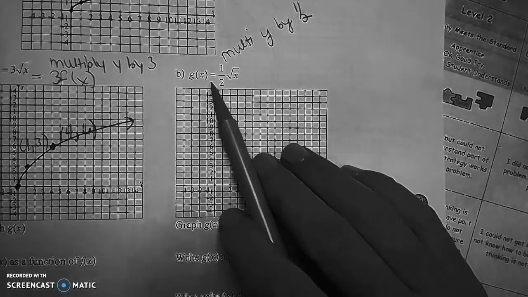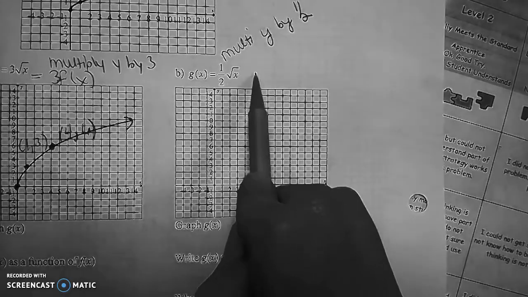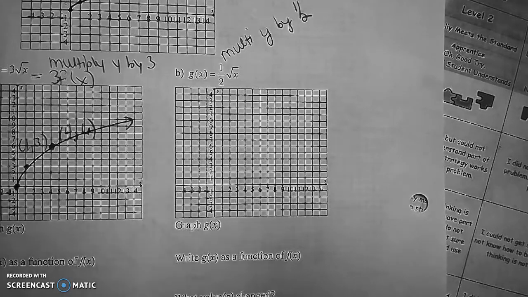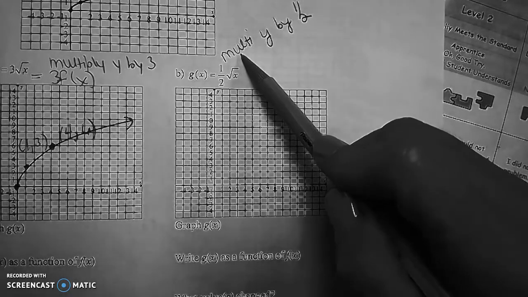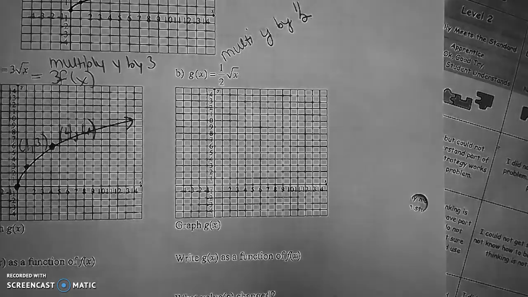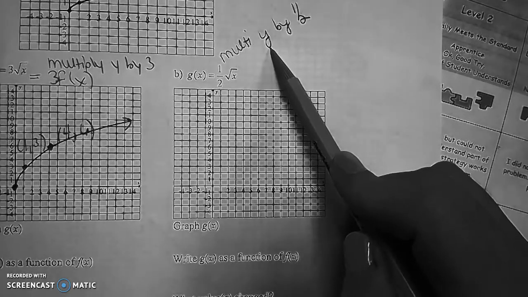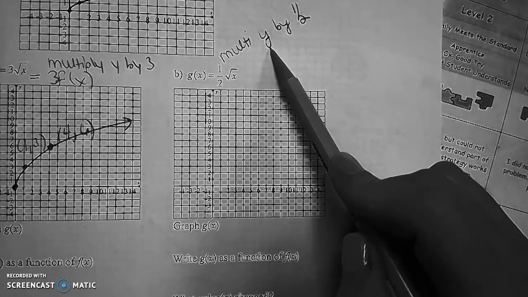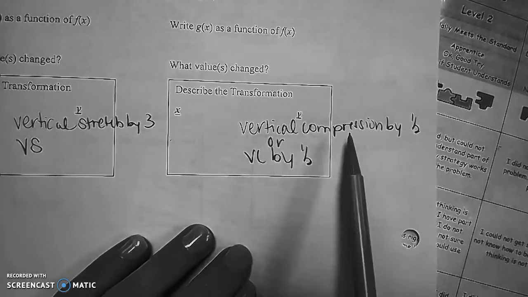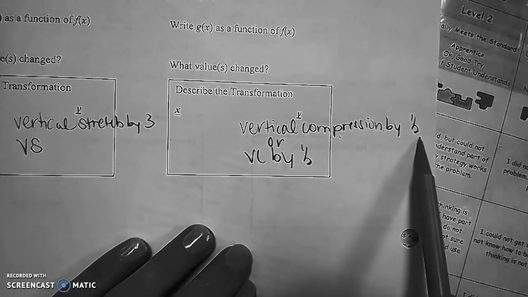So as I look at B part, I see that I have nothing inside the function. This 1/2 is on the outside and it's being multiplied. So notice I wrote you're multiplying y by 1/2. So let me ask you some questions. Y, is that vertical or horizontal? It's vertical. If you multiply by 1/2, does that make numbers bigger and they stretch, or smaller and they compress? They get smaller. So I came down already and wrote it's a vertical compression by 1/2.